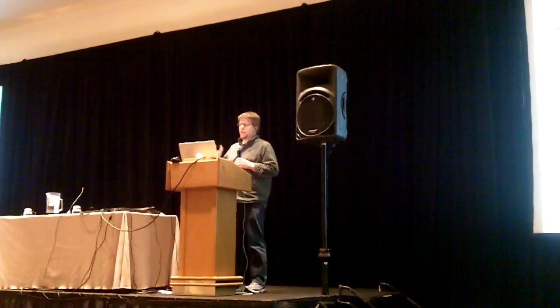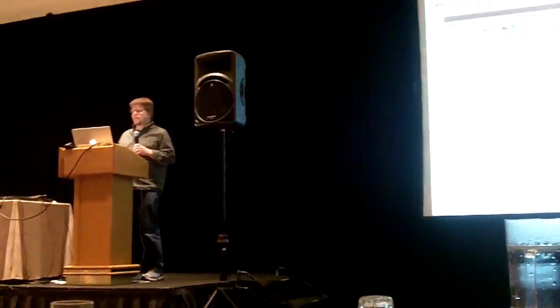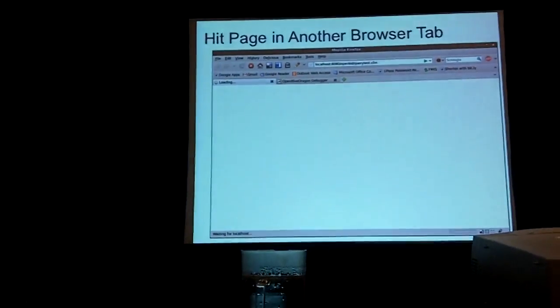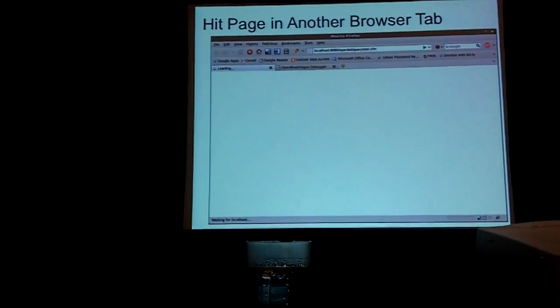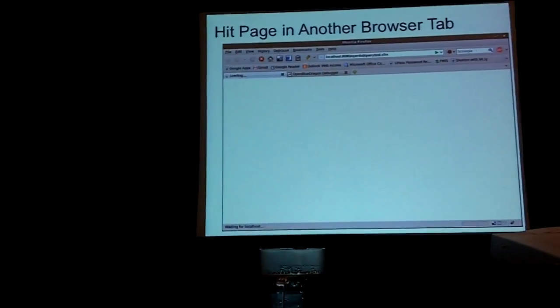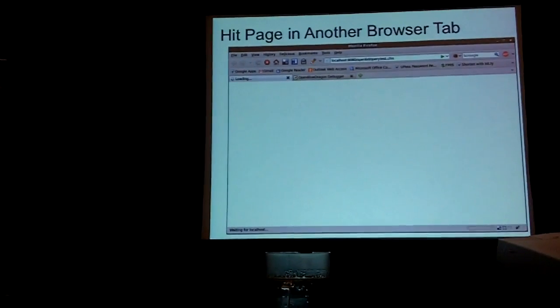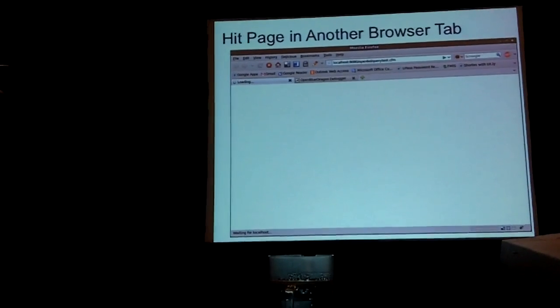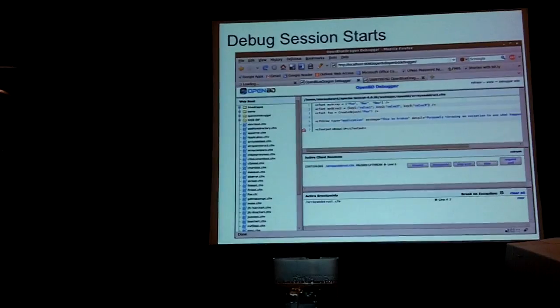So once you set your breakpoints, you hit the page in another browser tab, and you can see this is a blank page, because your code is paused at this point. When it hits a breakpoint, if other stuff hasn't happened to flush to the page, you'll see nothing here, but it's going to spin because your debug session has started. So then it launches another tab in your browser that shows you what's going on in your debug session.